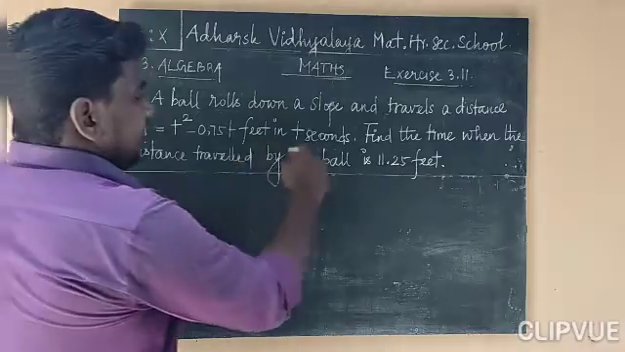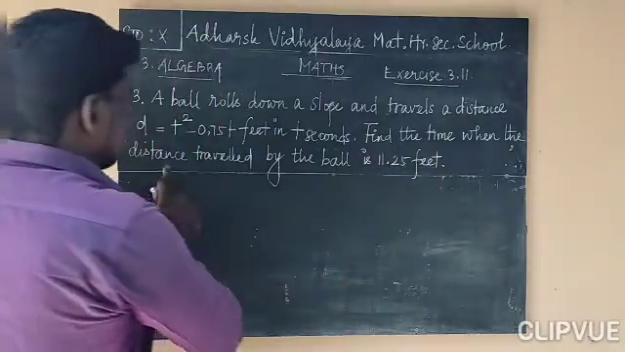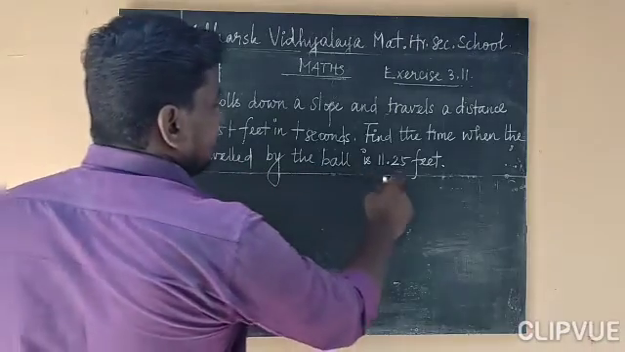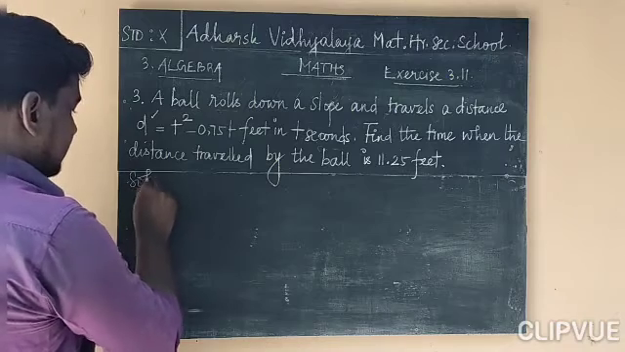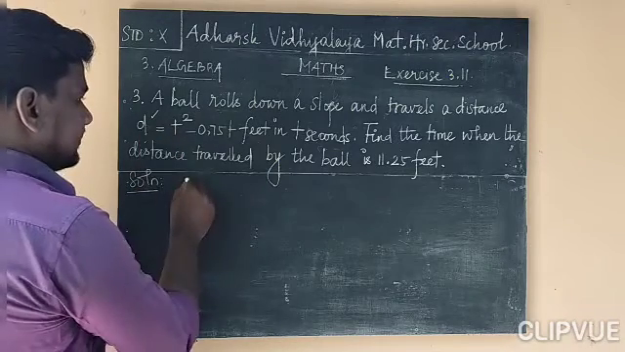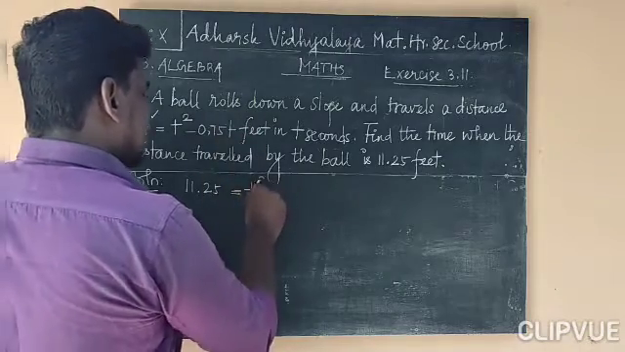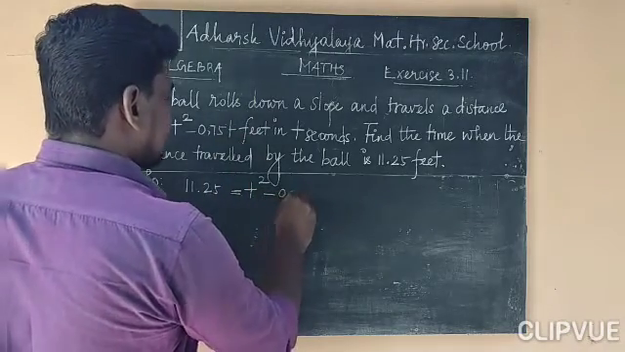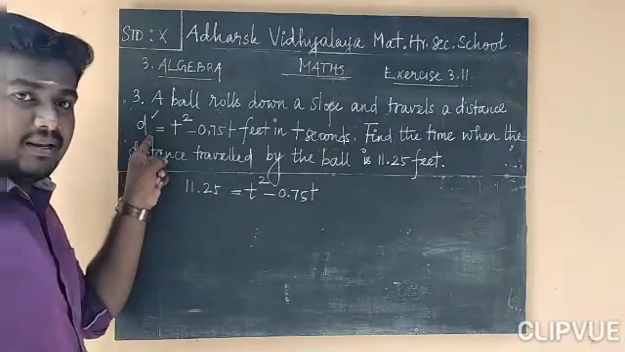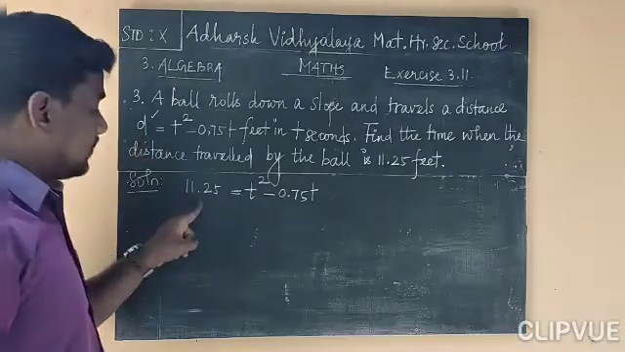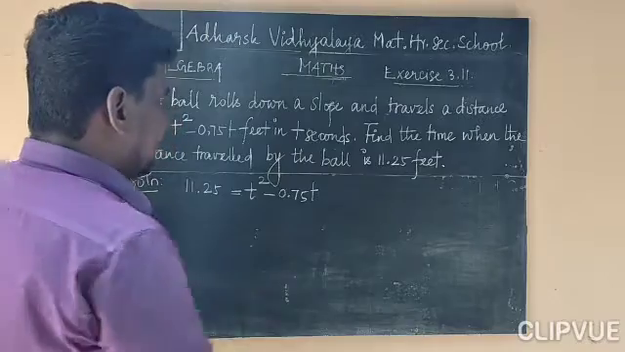The ball travels d feet in t seconds, so time in seconds. Okay, find the time when the distance traveled by the ball is 11.25 feet. So if d is equal to 11.25, what is the time? Here d is t square minus 0.75 t. If the distance d is equal to 11.25, what is the value of t? Okay, so we are going to find the value of t.